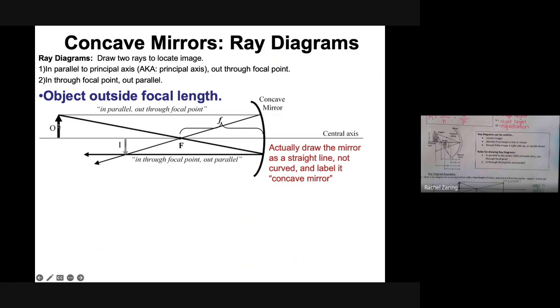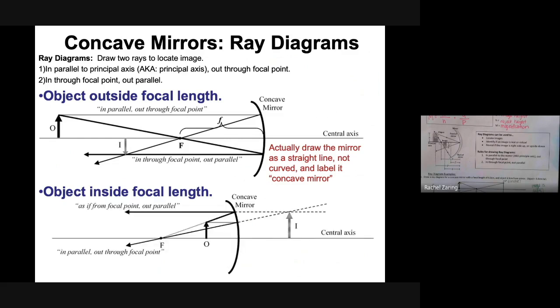This time you can actually see the magnification from this concave mirror made the image smaller. And it is also inverted, which means it is upside down. Let's look at an object that is inside of where the focal length is, using both of these rules here. So here in this case is our object.